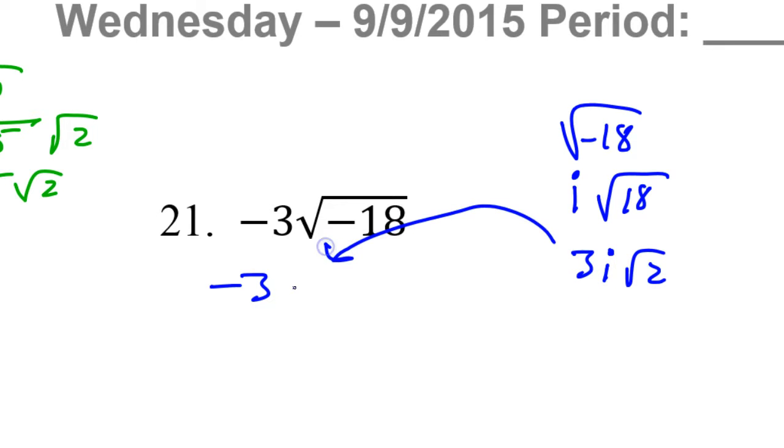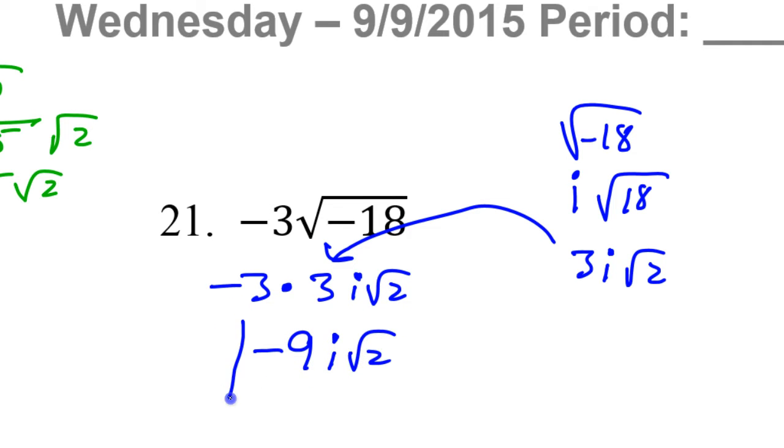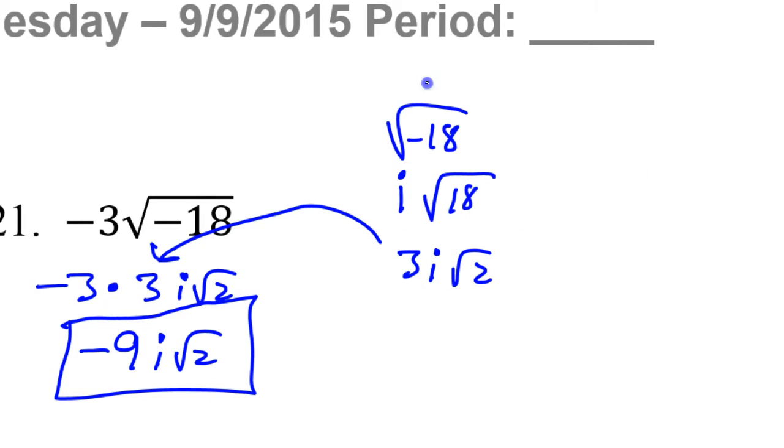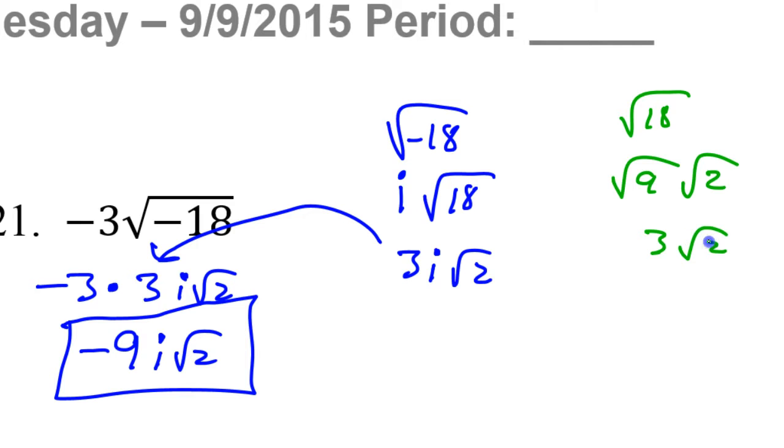Okay, now I'm going to put this back over here. This is going to be multiplication though. So it's negative 3 times 3I radical 2. So that will be negative 9I radical 2. So this would be your final answer for number 21. Okay, again, if you did not have a calculator, then that radical 18, you would have done, oh, that's 9 times 2. So that's 3 radical 2. Any questions about number 21?